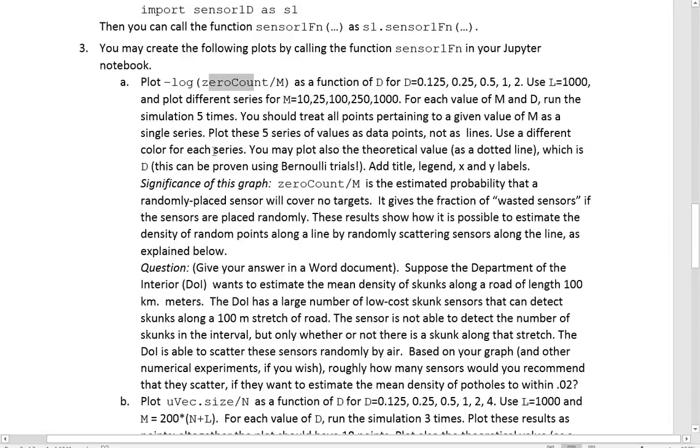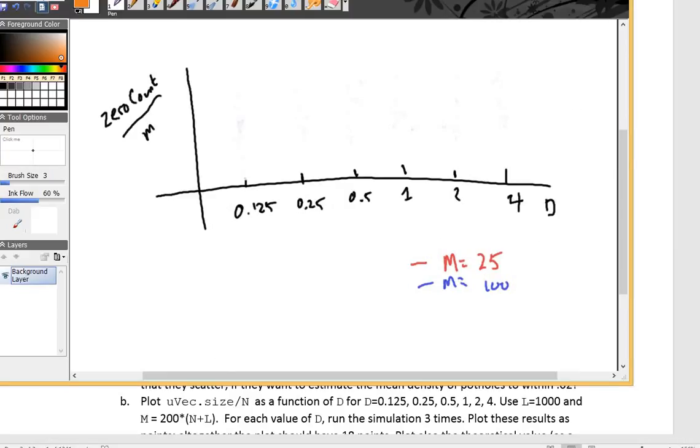Use a different color for each series. You may also plot the theoretical value as a dotted line, which is d. This can be proven using Bernoulli trials. All right, so what's going on here? You're going to have a graph like this. Now, for each value of m, you have a different series.